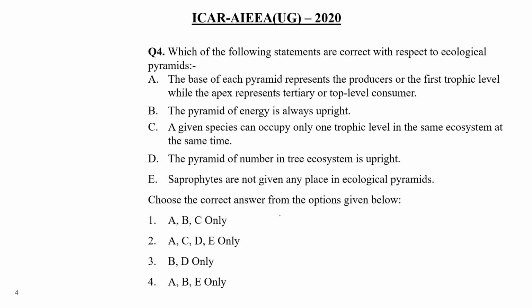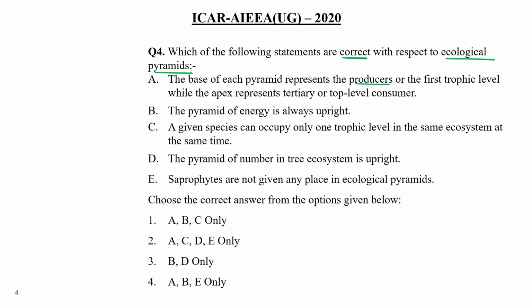Question number 4. Which of the following statements are correct with respect to ecological pyramid? We have to identify the correct statement. So now just read out the statements they have given in various options. In A, the base of each pyramid represents the producer, or the first trophic level, while the apex represents tertiary or top level consumer. According to me, this one is the correct statement. B, the pyramid of energy is always upright. Yes, this one is again the correct statement.